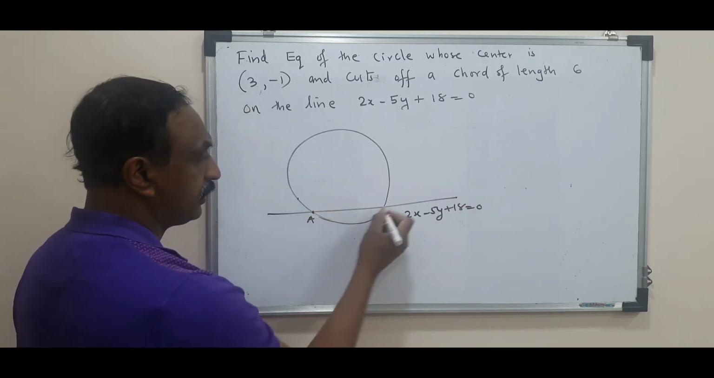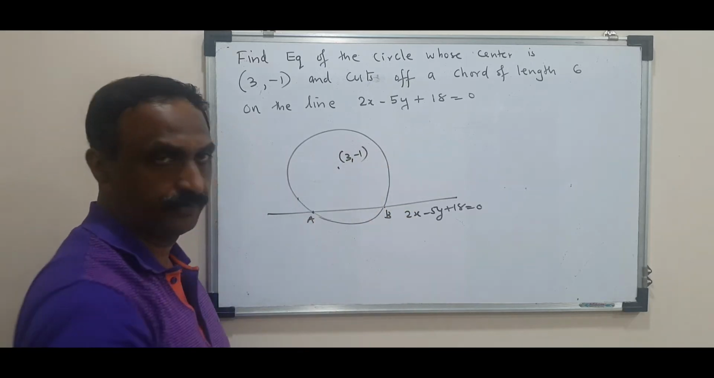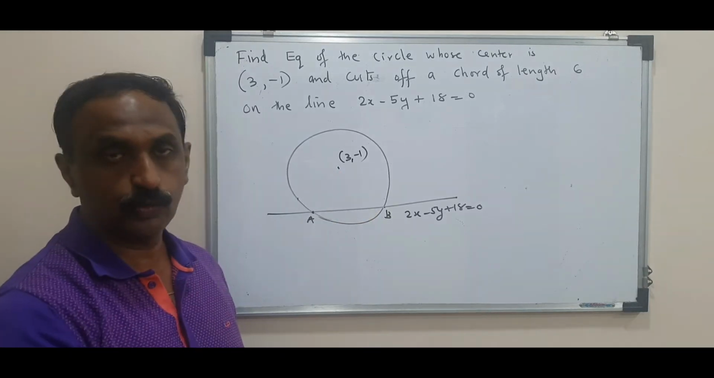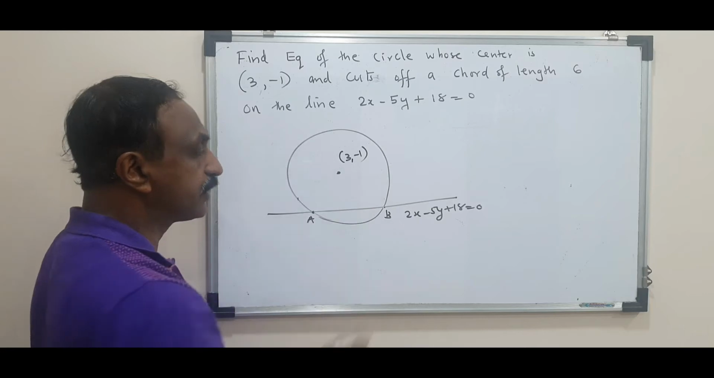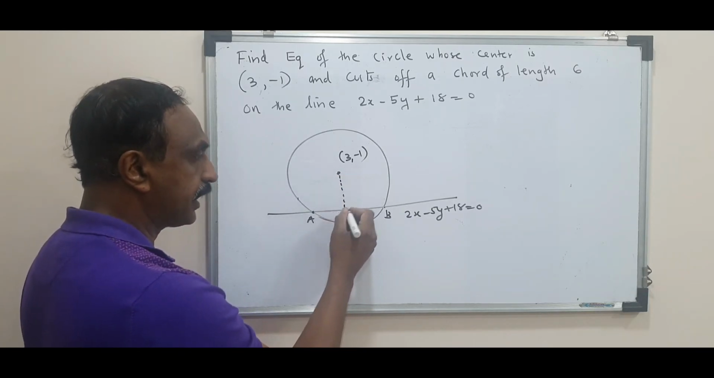This is a point A. This is a point B. The center of the circle is (3, -1). So now you need to find the radius of the circle. The center you know; we don't know the radius. So we'll find out the radius of the circle. What I'll do is make this into a right angle triangle.